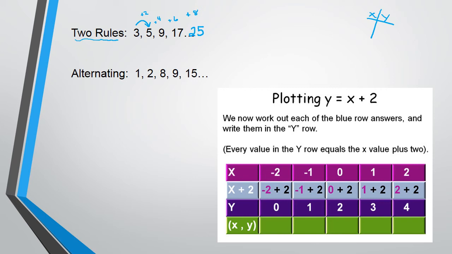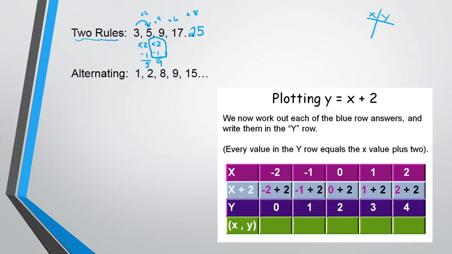Right? Or you could say 3 times 2 is 6, take away 1 is 5. 5 times 2 is 10, take away 1 is 9. So times 2 minus 1 also works for this pattern. So there's 2 different ways to describe how to solve it.